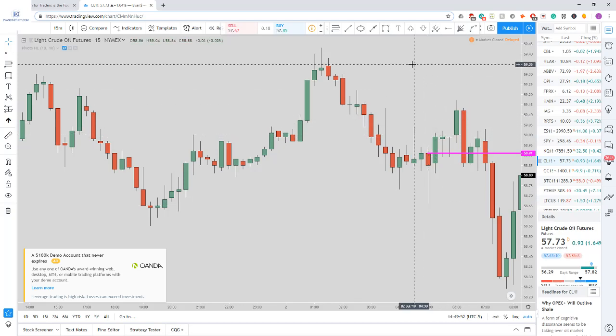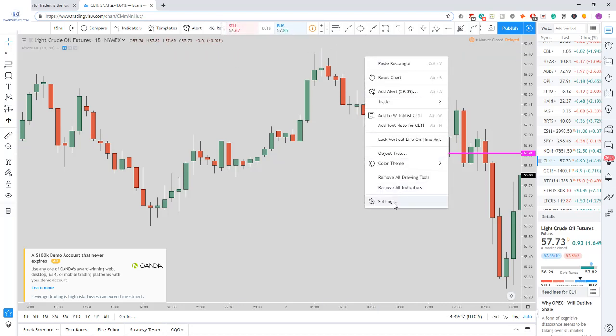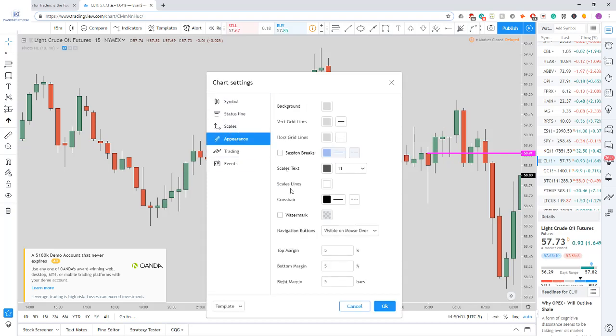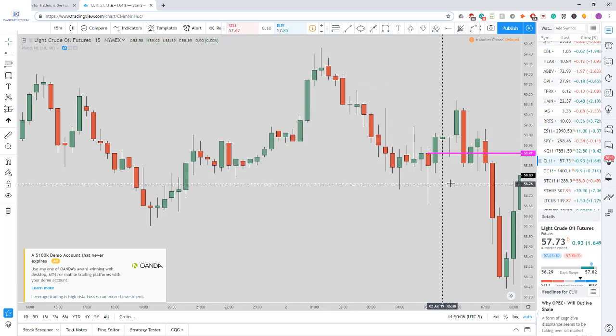And I'll tell you what, it's kind of annoying having the... oh well, forget it. I was going to take the crosshairs off of it, but it is what it is. I'm not going to mess with it right now.